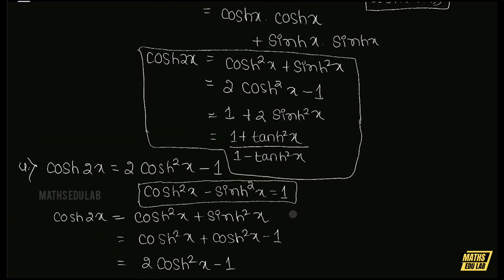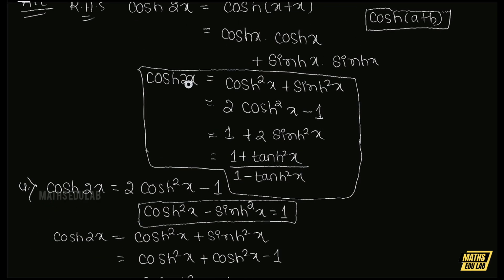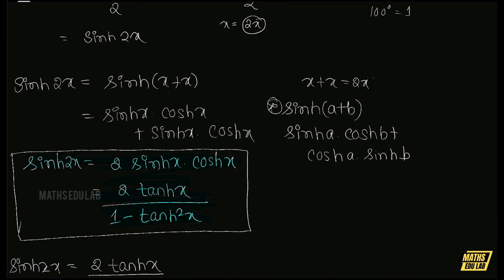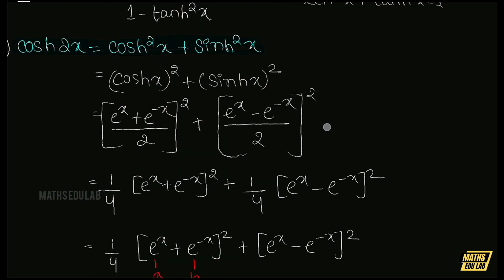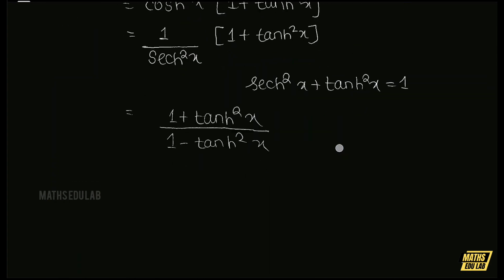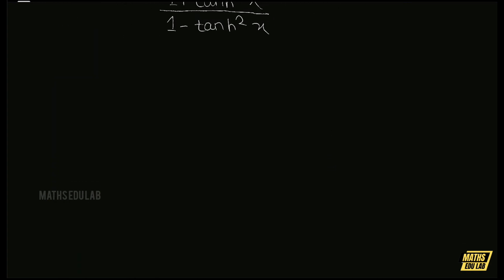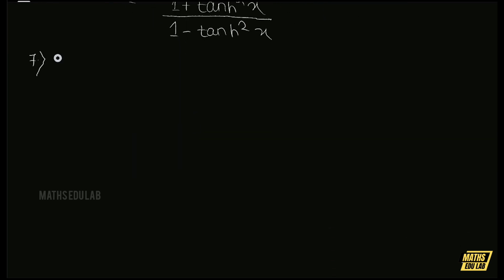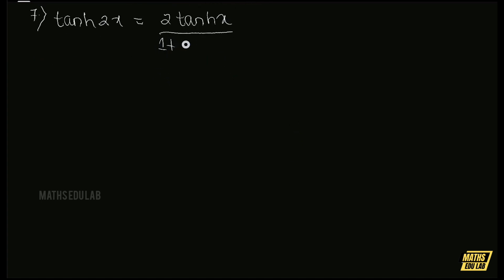We have 4 formulas for cos hyperbolic 2x and, sorry, 2 formulas for sin hyperbolic 2x. And next we will go for the tan hyperbolic 2x formula. The next one will be the tan hyperbolic 2x formula, which is nothing but 2 tan hyperbolic x upon 1 plus tan hyperbolic square x.